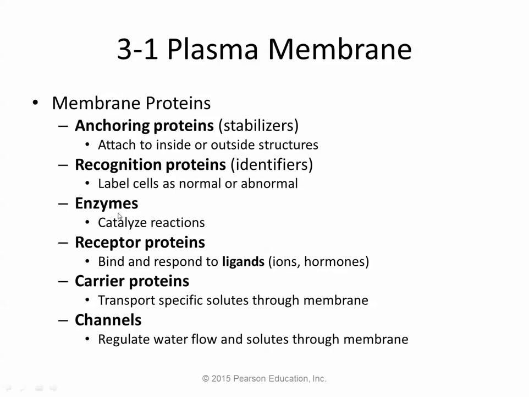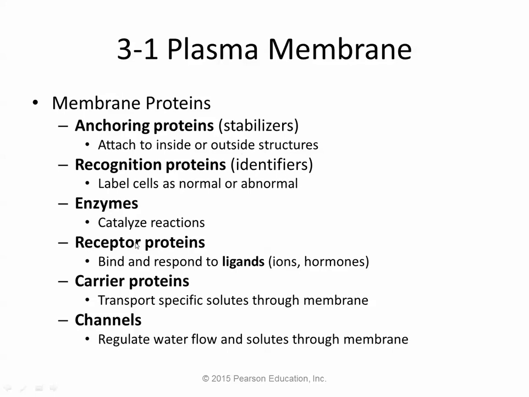Then we have enzymes, some of which are actually attached to the plasma membrane, and these will catalyze reactions. Just as we have some enzymes that are floating around within the cell as well. And as you recall, biological enzymes are proteins that help speed up chemical reactions that otherwise wouldn't occur in the body or would occur so slowly that they wouldn't do much good in terms of any physiological process. Then we have our receptor proteins.